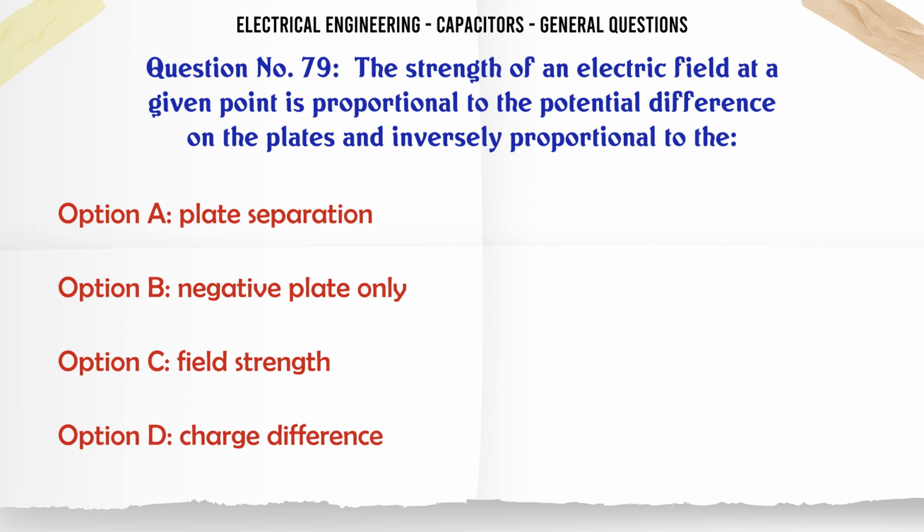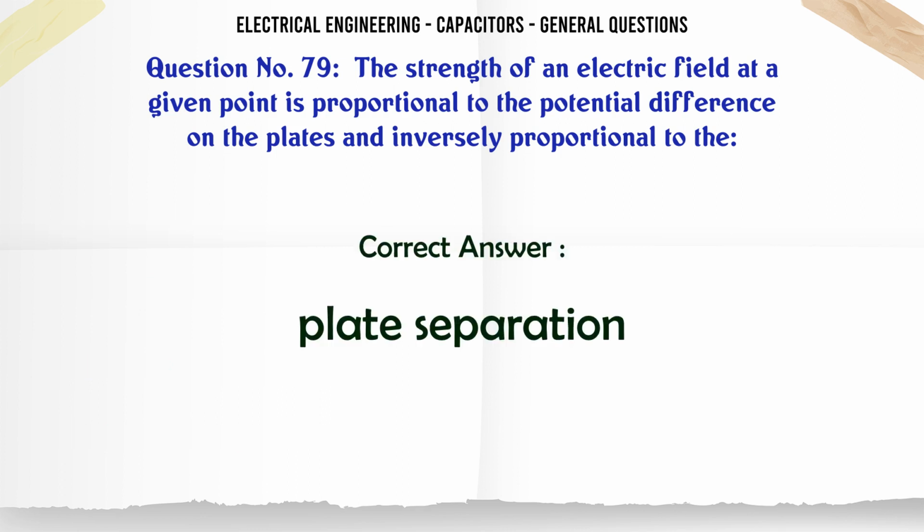The strength of an electric field at a given point is proportional to the potential difference on the plates and inversely proportional to the A. plate separation, B. negative plate only, C. field strength, D. charge difference. The correct answer is plate separation.